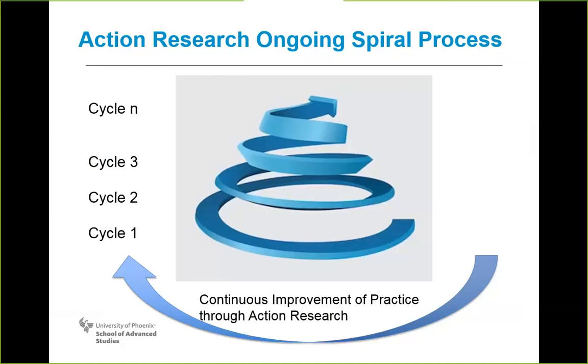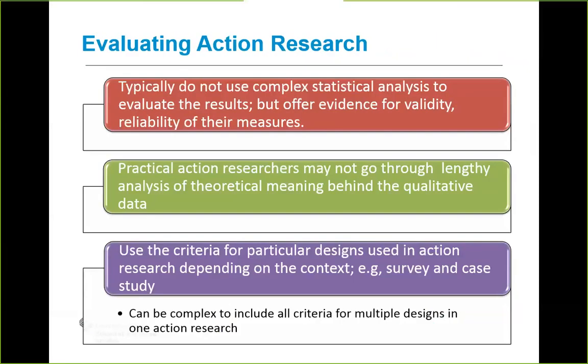All right, so now evaluating action research. I mentioned that action research may include quantitative as well as qualitative data. Often, action researchers don't go through very complex statistical analysis. And I'm saying often or typically, there might be some exception here and there. Because they are mostly going through descriptive statistical analysis, they need to provide some evidence that their measures are valid, but they don't often go through the complex analysis. And the practical action researcher particularly may not go through very lengthy analysis of theoretical meaning behind the qualitative data. The critical action researcher may do that though.